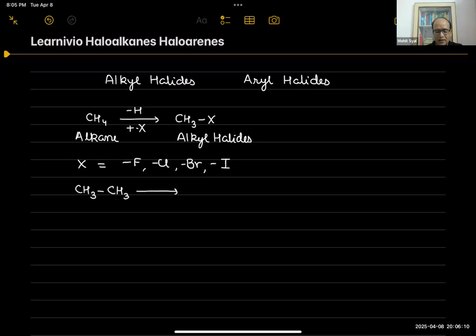So suppose if you are taking ethane and if you remove H and put Br, let's say. So this is the bromo derivative. Okay, mono-bromo derivative of ethane. What is the IUPAC name? Can you tell me?